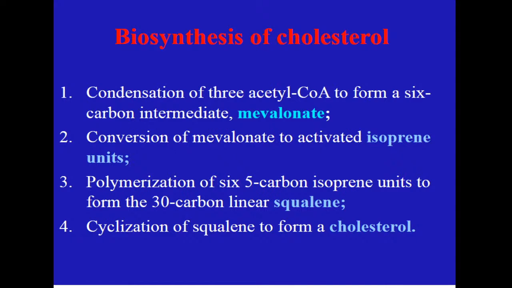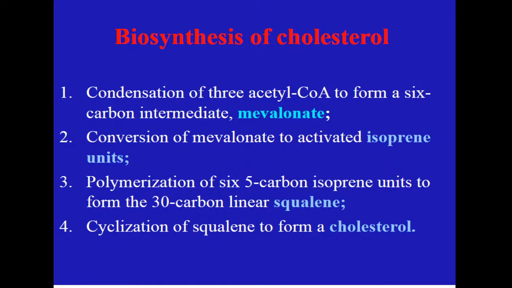So let's write these 4 stages and then we will look at them in detail. First stage, it's a condensation of 3 molecules of acetyl-CoA to form a 6 carbon intermediate, mevalonic acid, through this stage of HMG. You will see this is similar to the synthesis of ketone bodies. Then, at the second stage, this mevalonic acid will be converted to the active isoprenic units for the further elongation of the chain, from which then cholesterol will be formed.